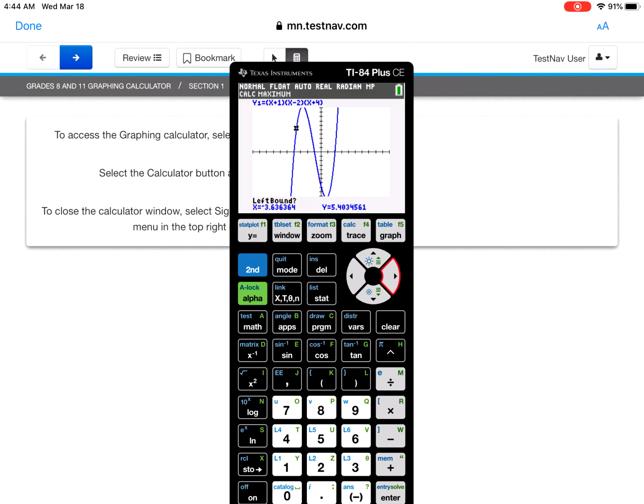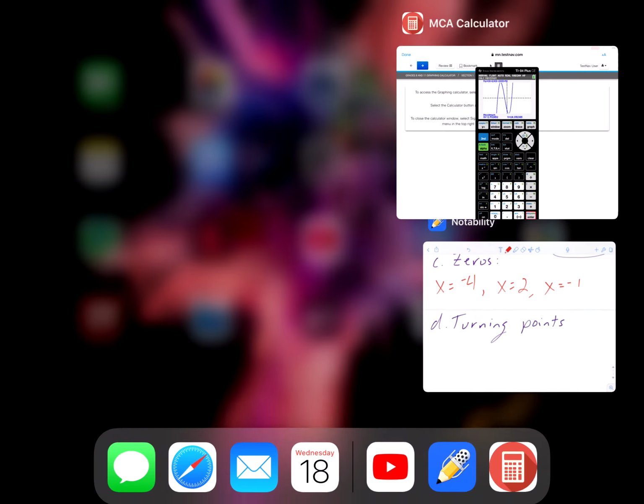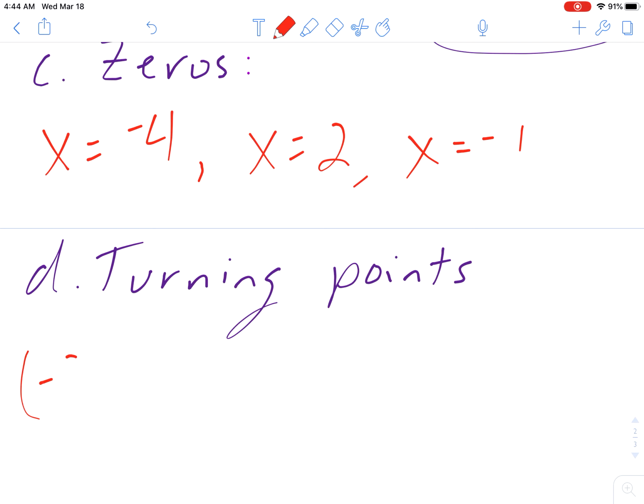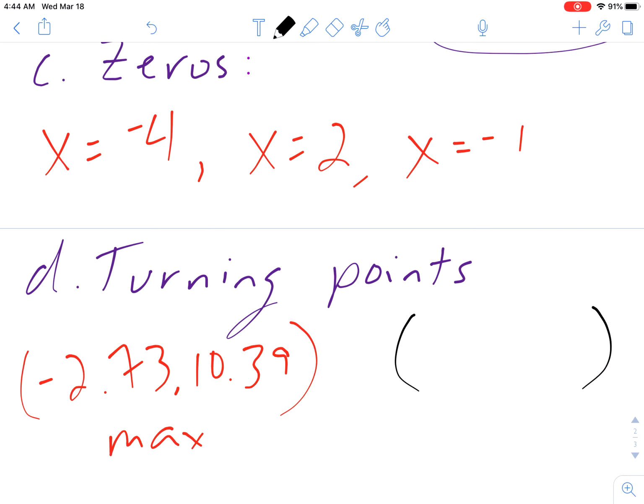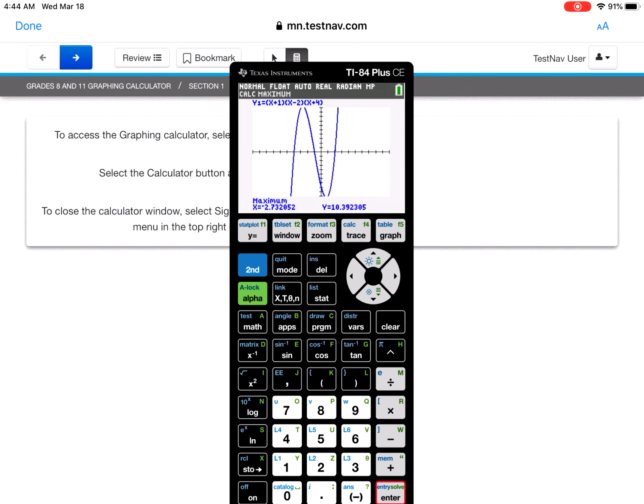So the max: left bound, and then we're going to do a right bound. -2.73, 10.39. And that was our max. And we could do our min off the calculator. Let's see what that is.